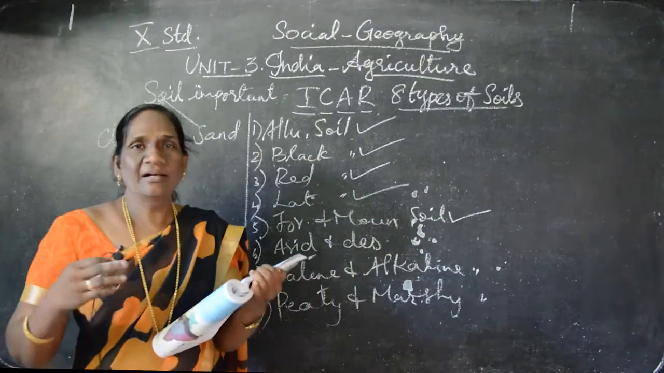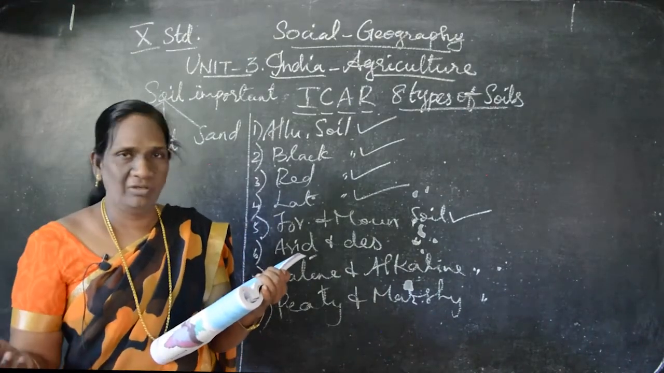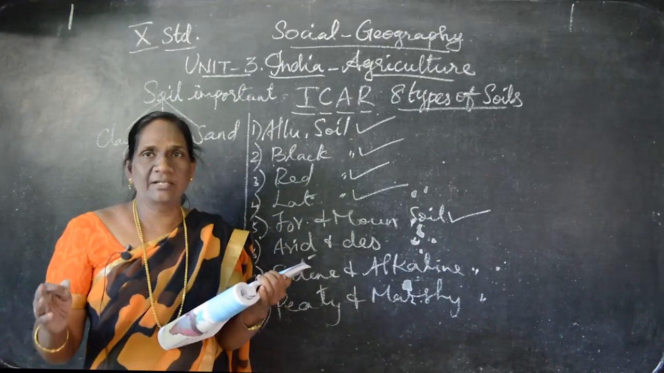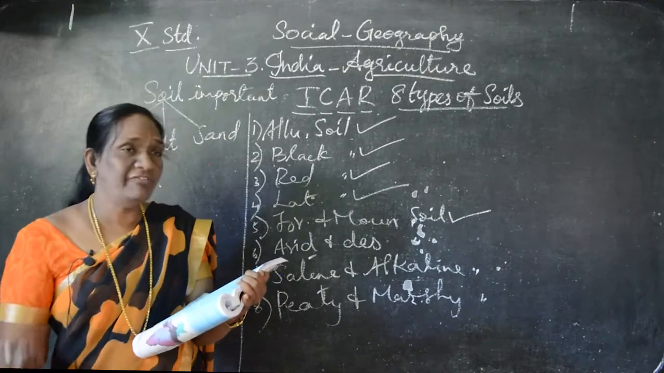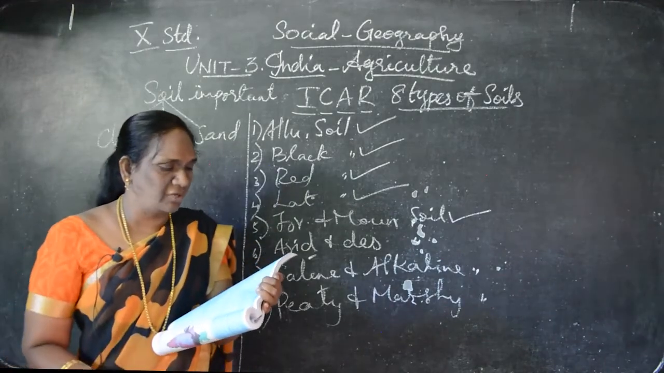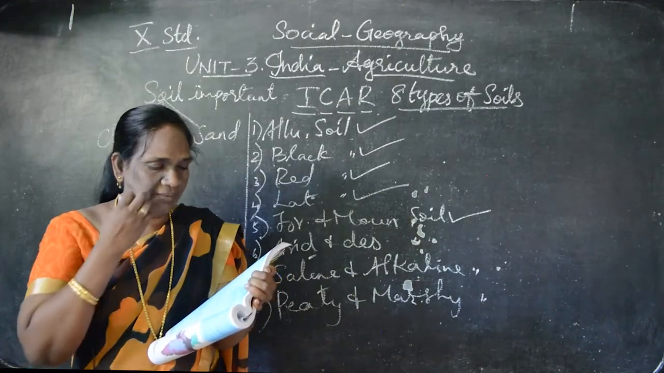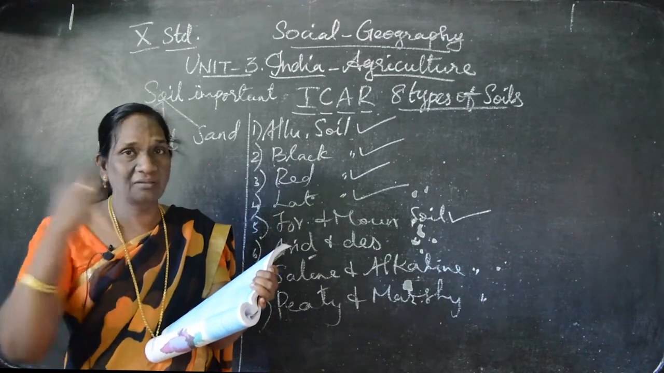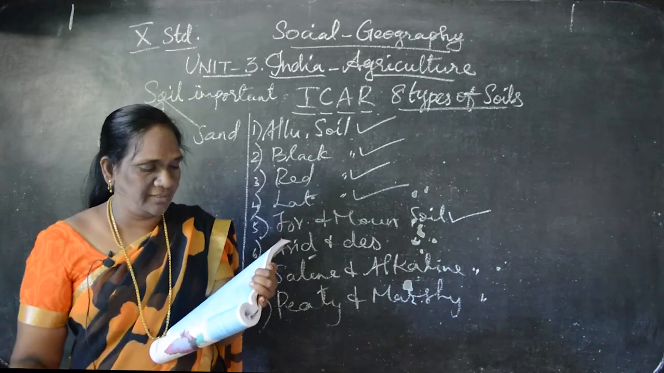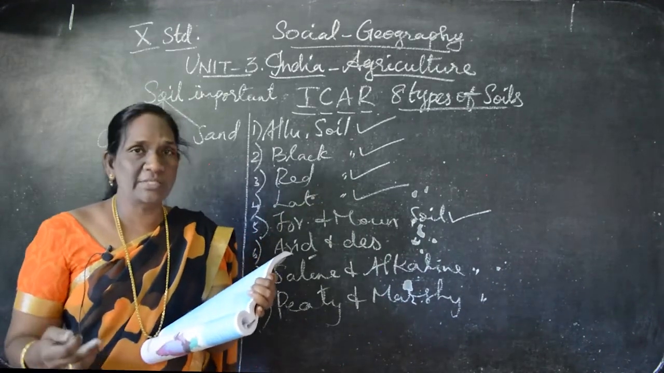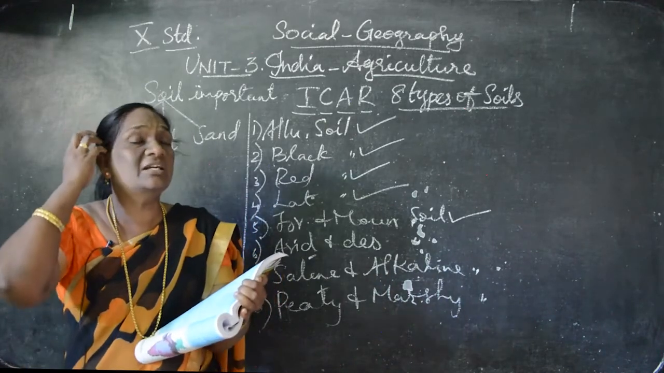Next one, arid and desert soil. In arid, what is it? No rainfall. Desert means there will be no rainfall. Understand? No water. So this soil we can find in the arid area. How it forms is, due to the presence of dry climate, high temperature and accelerated evaporation, the water evaporates, then the soil becomes dry and it lacks humus content due to the absence of vegetative cover.